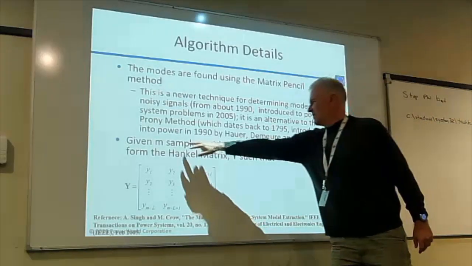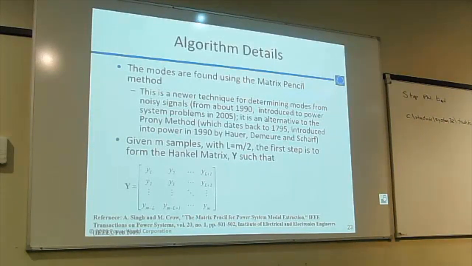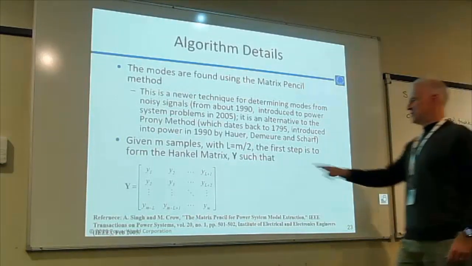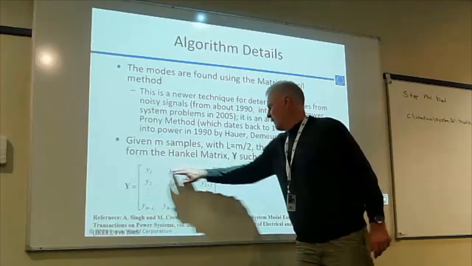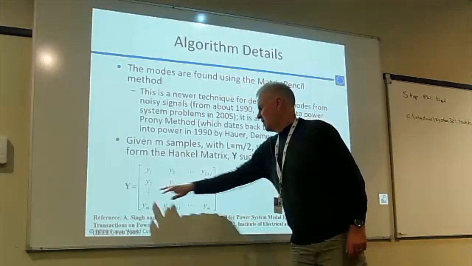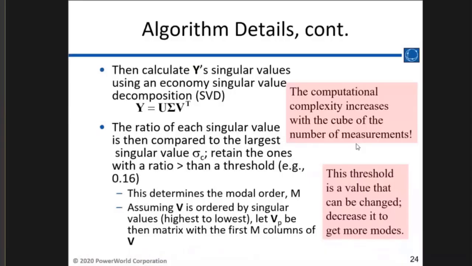Just as you form something called the Hankel matrix, which is, if you have m samples, the size of the matrix is m over 2, and you just divide your samples up in this way, it just becomes a matrix. It's very easy to form. Then you calculate the matrix singular values using economy mode singular value decomposition.